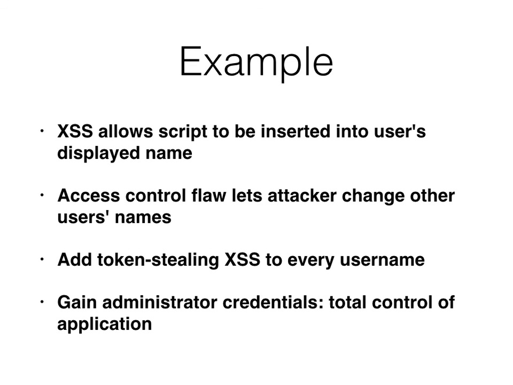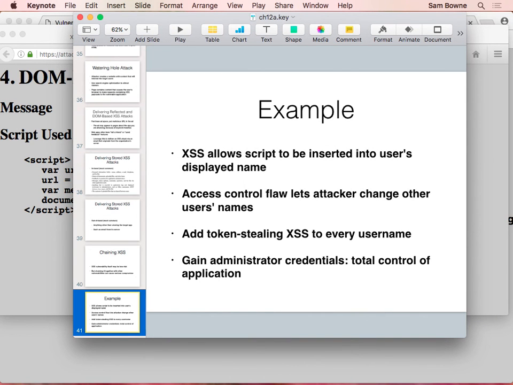So here's an example. Cross-site scripting lets you put a script in a user's displayed name, but an access control flaw lets me change other people's names. So now I put a script in everybody's name. Now everybody that uses the page gets attacked. You see their name and it sends their cookie to me. All right.